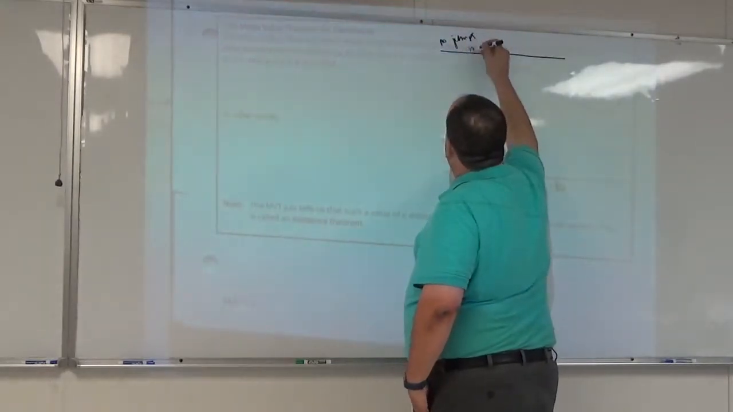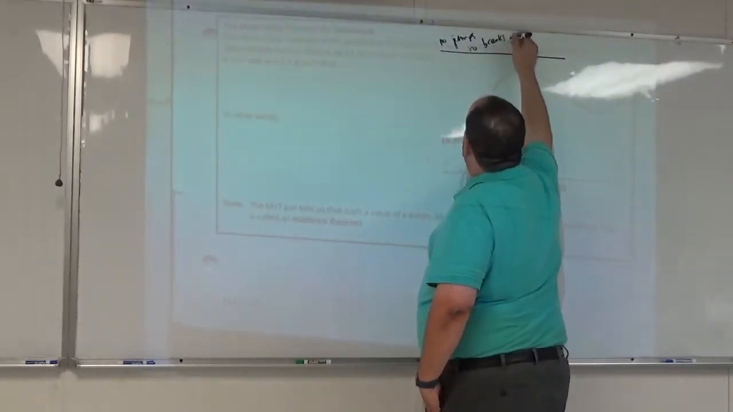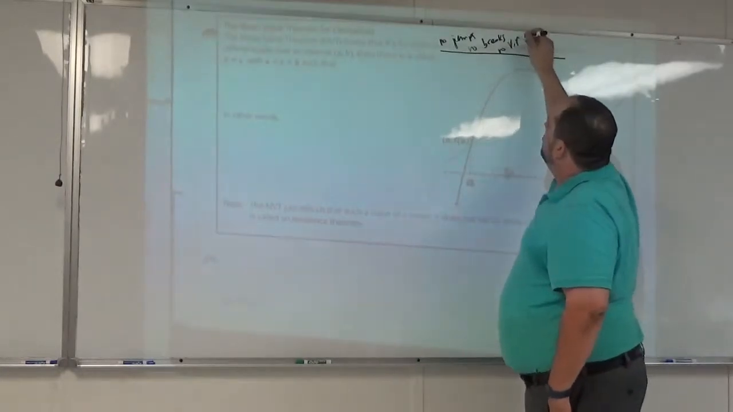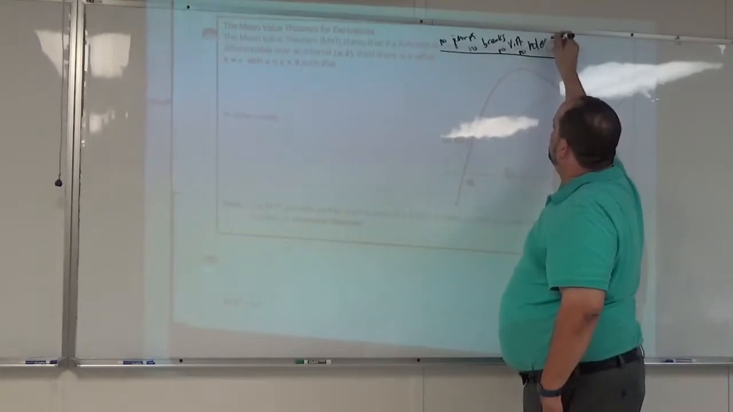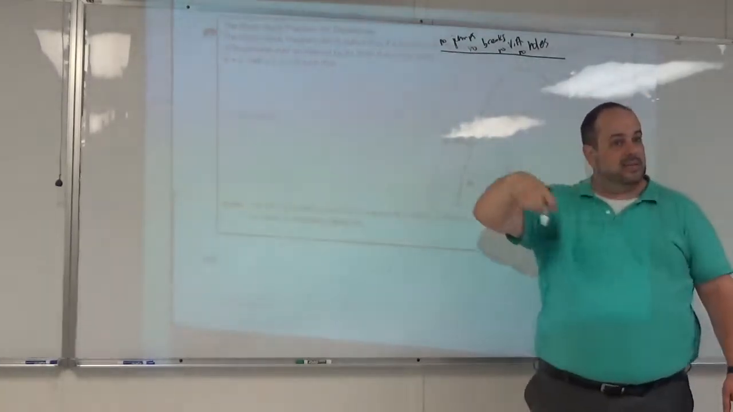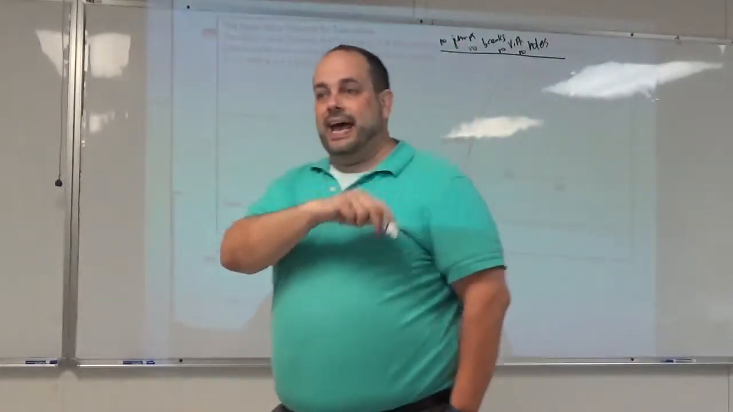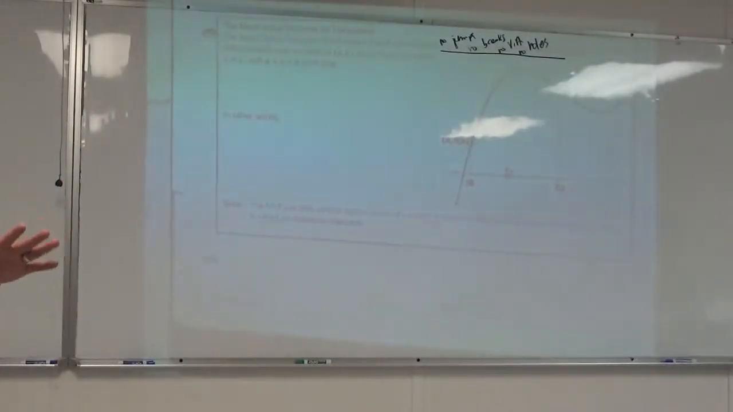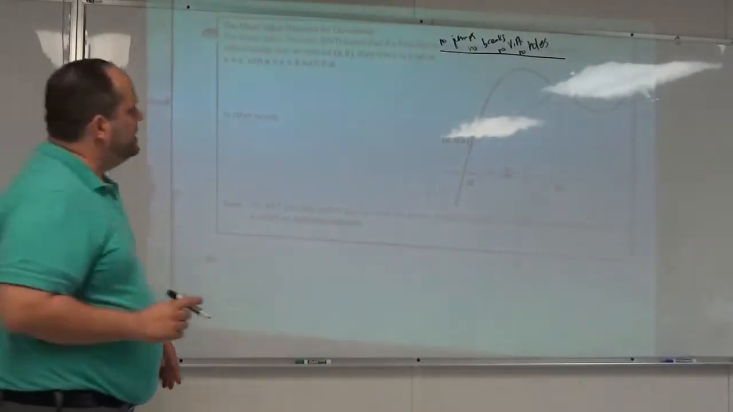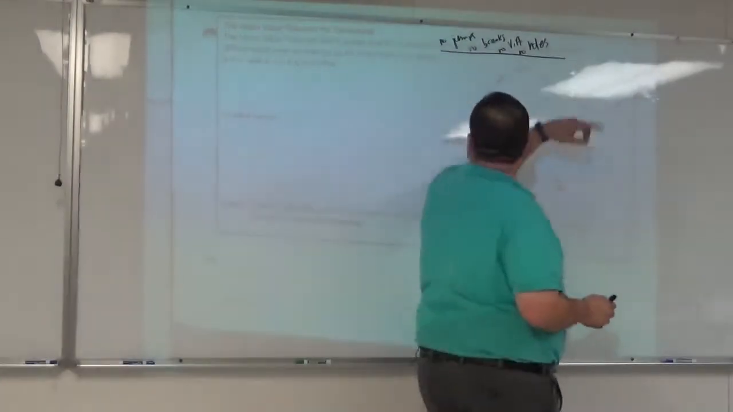No jumps, no breaks. What else? No vertical asymptotes, no poles, right? A nice continuous function, I can put the ruler away. I can draw this on my paper without lifting the pencil off the paper. Continuous on this closed interval AB.